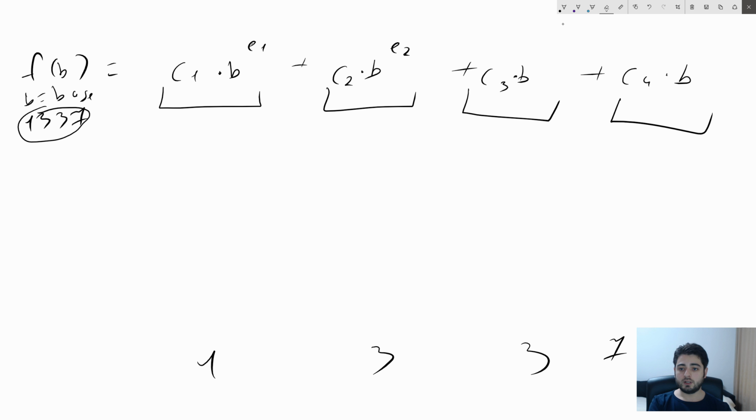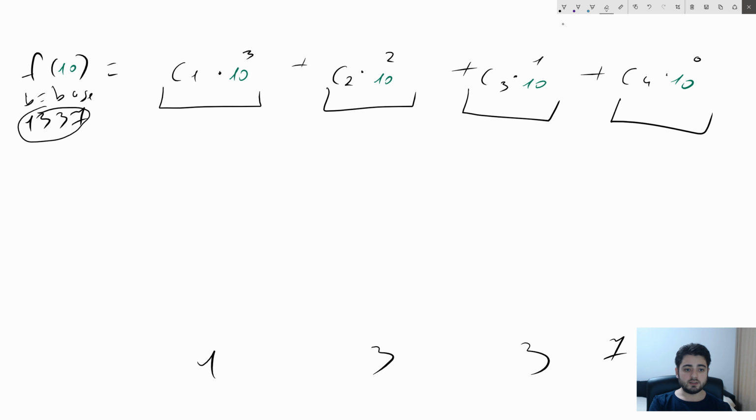Let me remove them. They're just enumerated from 0. So this one is 0, this one is 1, this one is 2, and this one is 3. And this is an actual number. It's not like E1, E2, it's the actual number 0, 1, 2, 3, and so on. So if we have 4 digits, then we go from 0 to 3. If we have 5 digits, then we go from 0 to 4, and so on. Now, in our example, we have a decimal system, so our base is 10, 10, 10, 10, and 10.